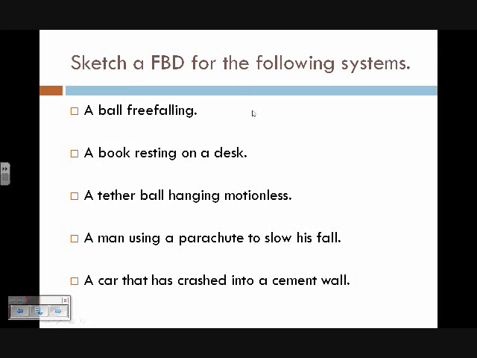Alright, so what I'd like for you guys to do with the remainder of class time is do a really good job of depicting whatever forces you think would be acting on the systems that I've described in these 5 situations. And if you have any questions, please make sure you ask.